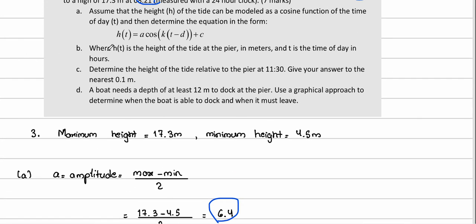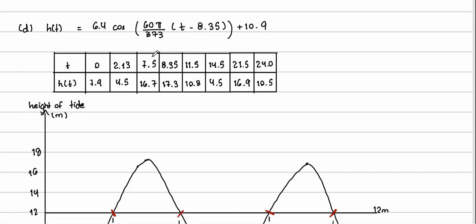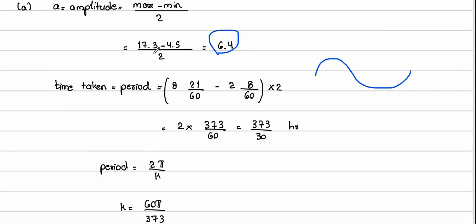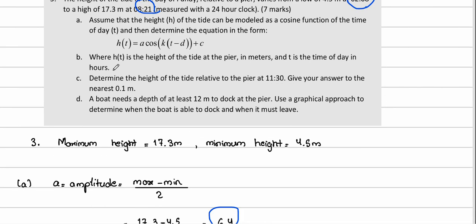So B, where h of t is the height of the tide at the pier in meters and t is the time of the day in hours. Determine, so this is the question for number B. Well, I suppose that is not a full question, I think that is a question error. So we're going to go straight to number C.